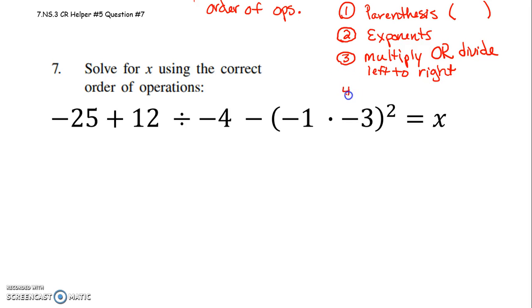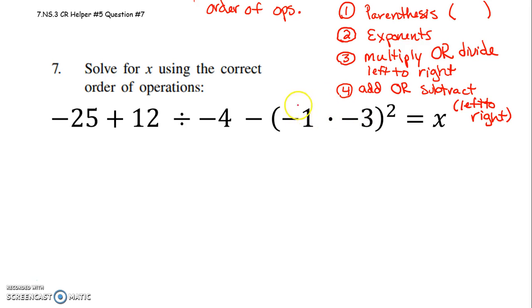Next step, last step, is to add or subtract. And again, that happens left to right. So it's whatever you hit first when you're at the adding and subtracting. If you hit subtraction first, you subtract. All right, so let's just follow our order of operations.